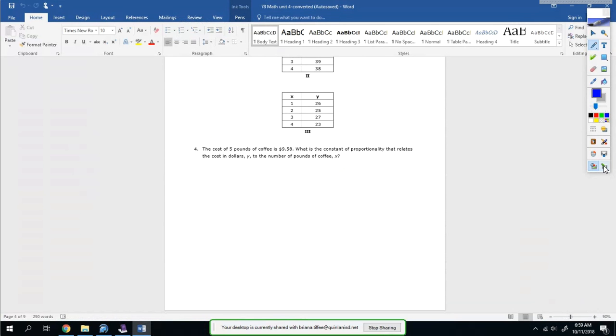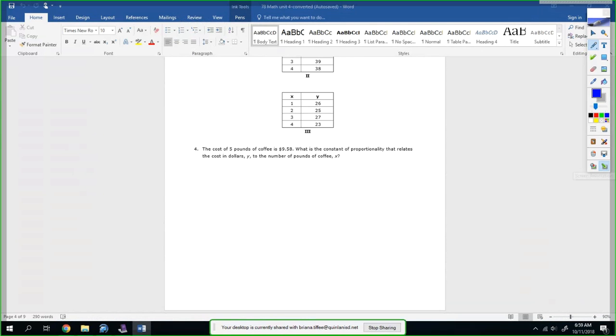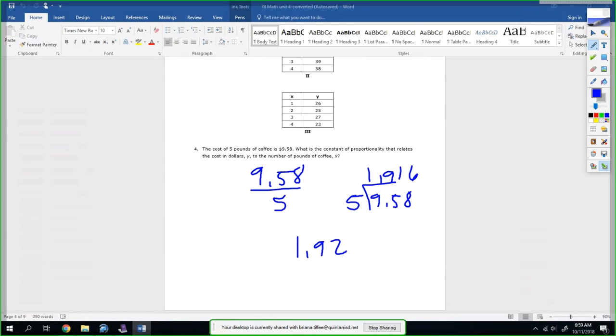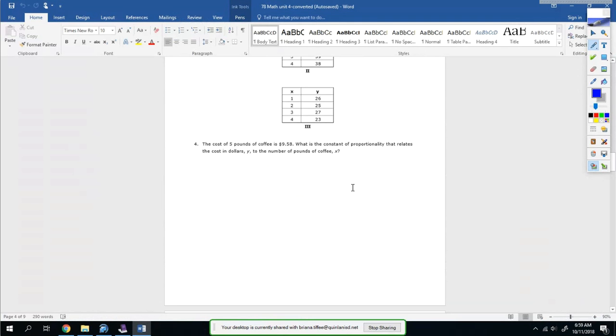Okay, number 4. It says the cost of 5 pounds of coffee is $9.58. What's the constant of proportionality that relates the cost in dollars y to the number of pounds? So I know for every 5 pounds, it costs me $9.58. So then you would divide 958 by 5. When you do that, you get 1.916, which rounds up to 1.92. And so it costs $1.92 per pound of coffee.